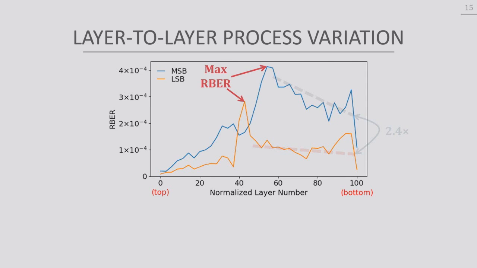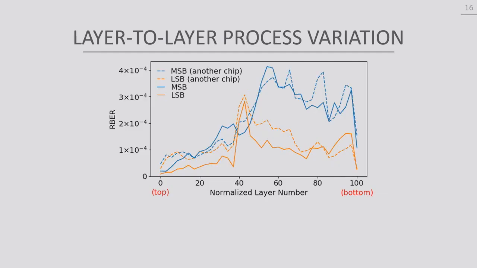Third, we find that the peak of the error rate of both pages appears near the middle part of the layers. And fourth, when we repeat the same experiment on a different block and on a different chip, we find that it follows a similar trend. So this means that what we observe here about the trend is actually consistent across different chips.